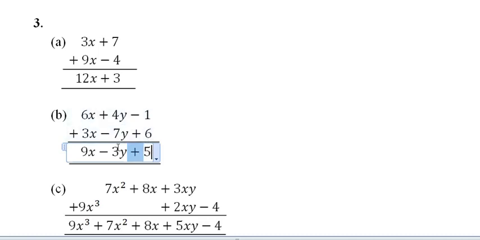And here in case of 4y and 7y, we can see clearly that the sign of 7 is more because 7 is greater than 4, isn't it? So we will write the minus sign here. So 7 minus 4 will be 3. So hence it will be 3y. And here there is no sign for 6x, so it will be plus by default. So 6x plus 3x will be 9x. So hence the ultimate answer is 9x minus 3y plus 5.